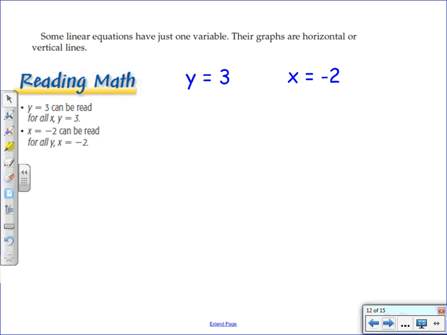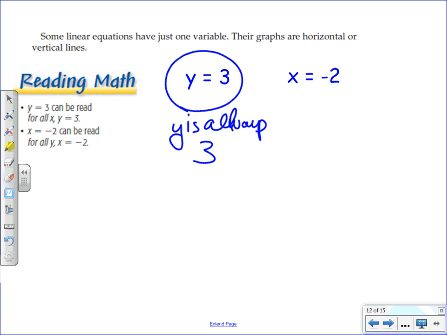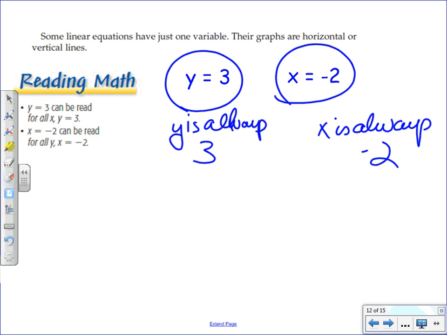All right, some linear equations will only have one variable. Their graphs are either going to be horizontal or vertical. So when we see y equals 3, that means y is always going to be 3. Always, if I could only spell, always 3. And here x equals -2, that means x is always -2. The x value is always going to be -2.